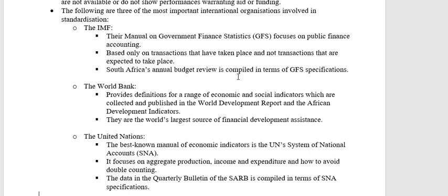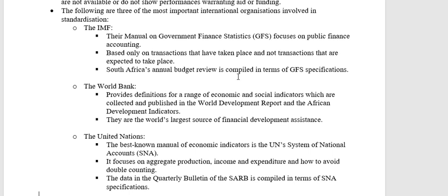All right, the IMF also specifies exactly how the balance of payments, for example, needs to be compiled, how the terms of trade needs to be compiled. Basically, a lot of indicators that deal with international trade are regulated by the IMF.